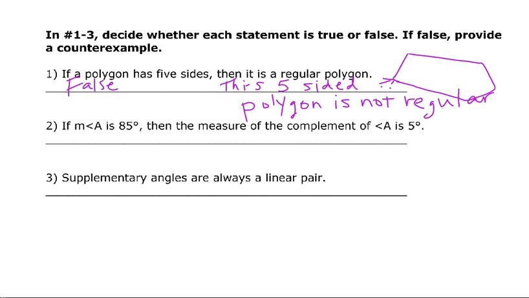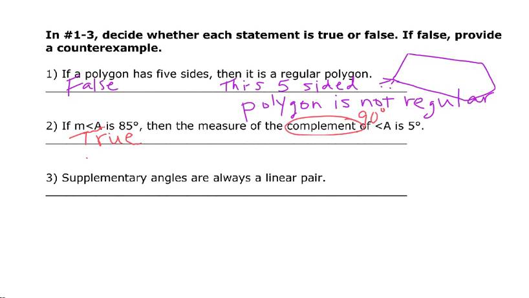For number 2, it says if the measure of angle A is 85 degrees and the measure of the complement is 5 degrees. Well, you have to remember the complement is 90 degrees together. So if we have 85 degrees and we have 5 degrees, they do add up to be 90 degrees. So this would be a true statement.